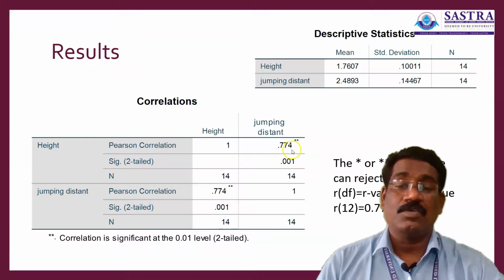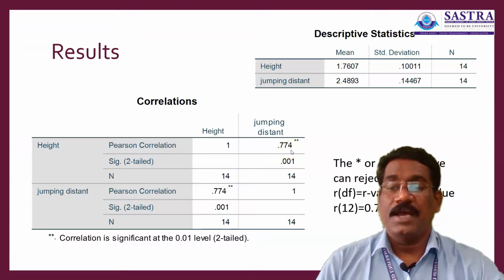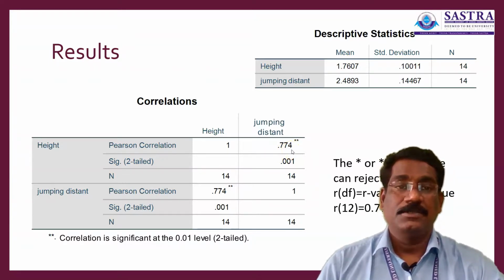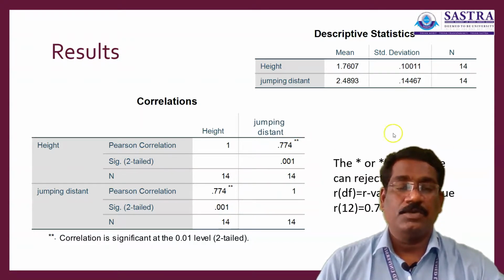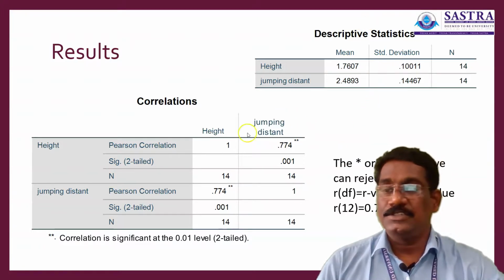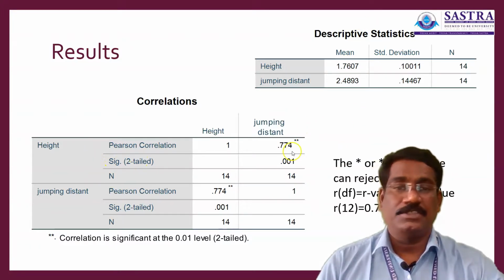So it is a stronger correlation between height and jumping distance, and it is very significant also. The p-value is lesser than the threshold, so we reject the null hypothesis and claim that there is a relationship between height and jumping distance.